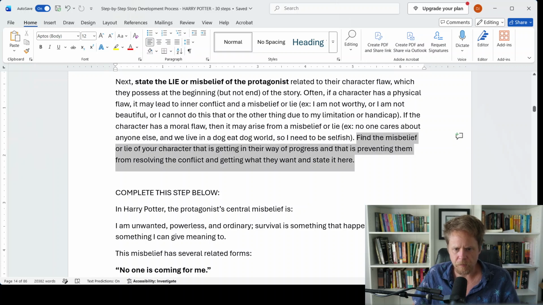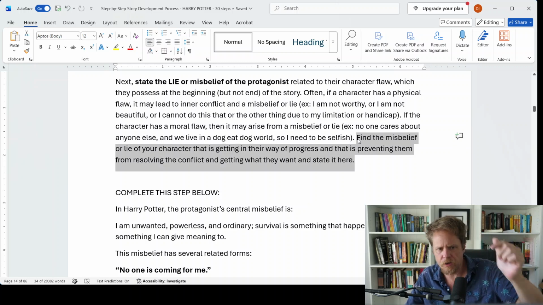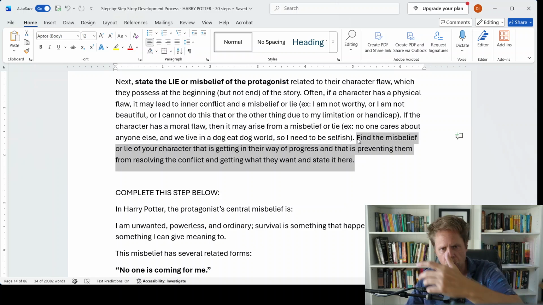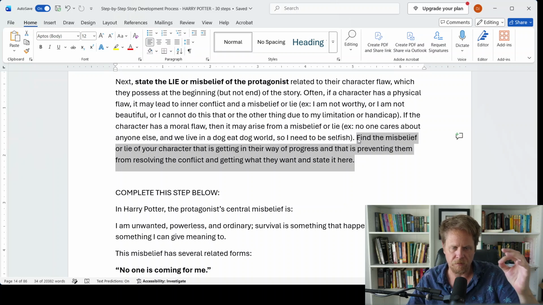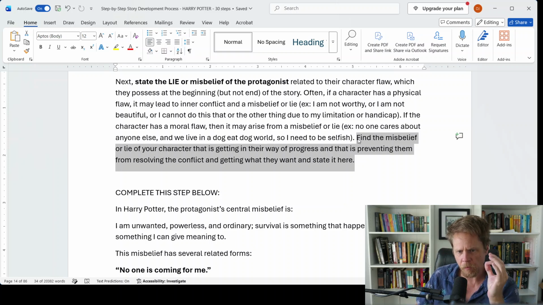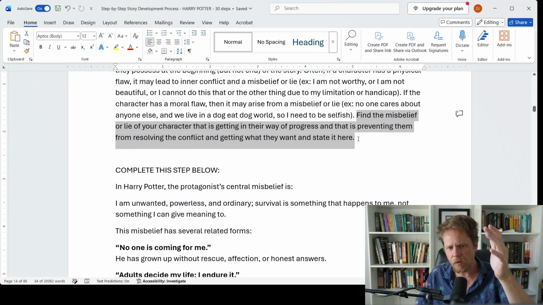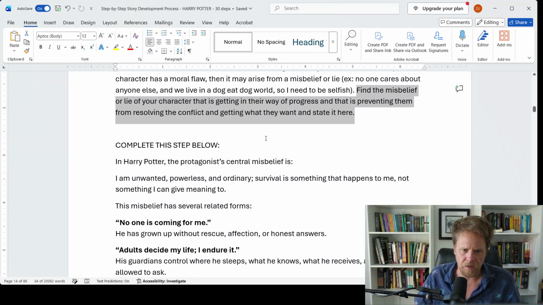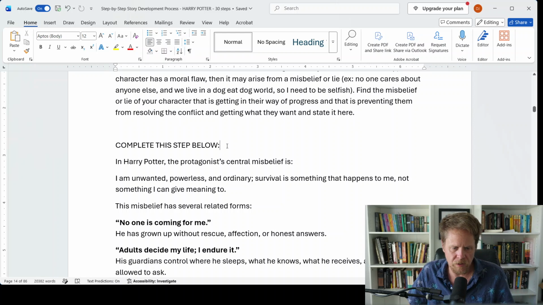So what you have to do in this step is think about the character arc that we devised in the previous step and go back and watch that video if you haven't already done so. Watch all the videos in order. That's going to give you the best chance for writing a fictional novel from start to finish as fast and efficiently as possible. But once you've done that, you're on this step. This step is about finding the belief or lie of your character that is getting in their way of progress and preventing him or her from resolving the conflict and getting what they want, and then stating it here, okay? So now I like to provide examples in these videos to make everything more concrete for you guys.